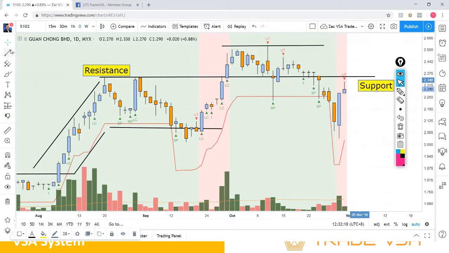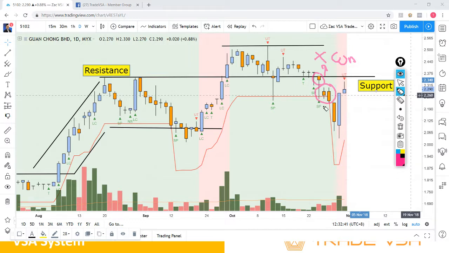So this is the one I'd like to draw attention to over here. The spring bar is supposed to be strength, but no confirmation, right? No confirmation. And why no confirmation is that the subsequent bars closed lower, they didn't close above, and it's not above the support level. That's why there's no confirmation on the spring bar.